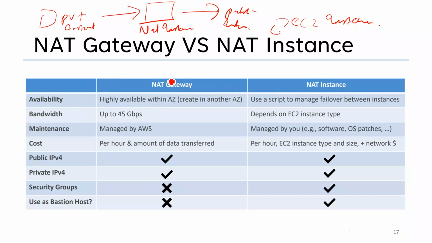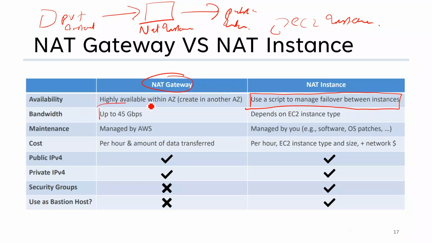Now for availability, with NAT gateways, you can create multiple NAT gateways for high availability in multiple subnets. For NAT instance, you have to use a script for failover, because you cannot use automatic failover. Even if the EC2 instances are in different availability zones, you cannot do automatic failover.